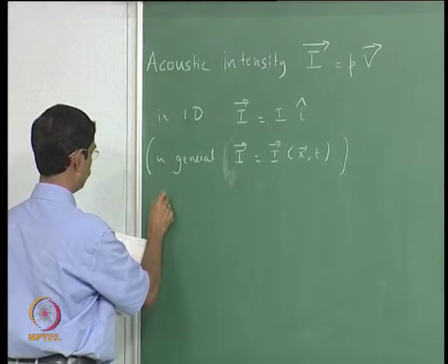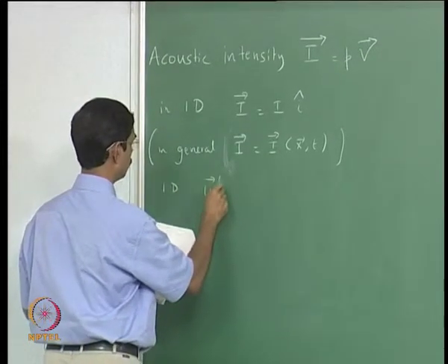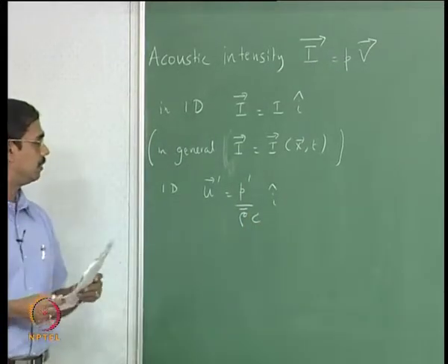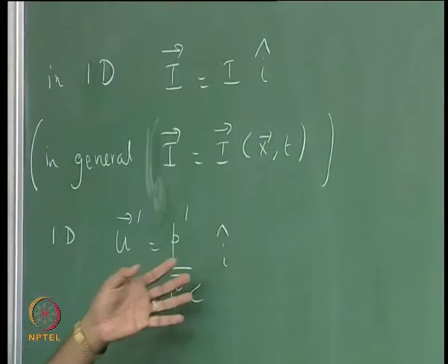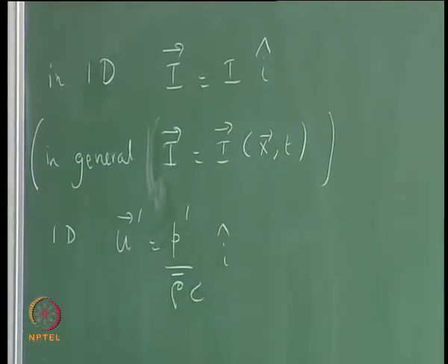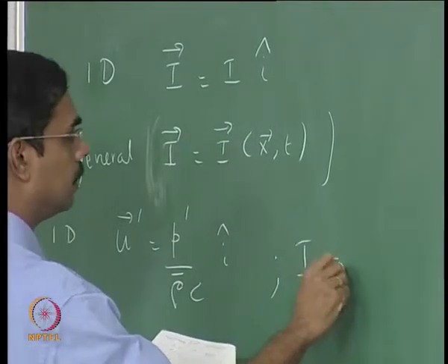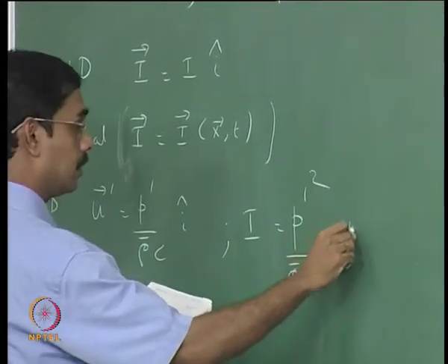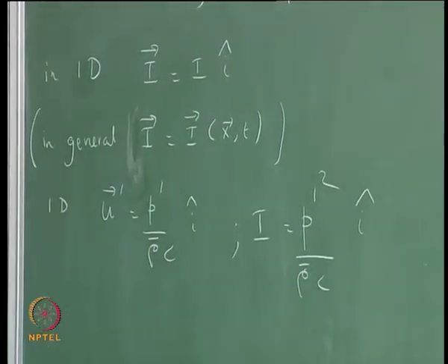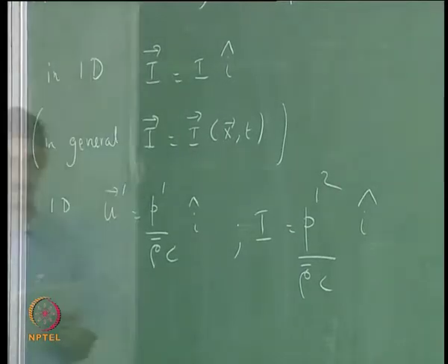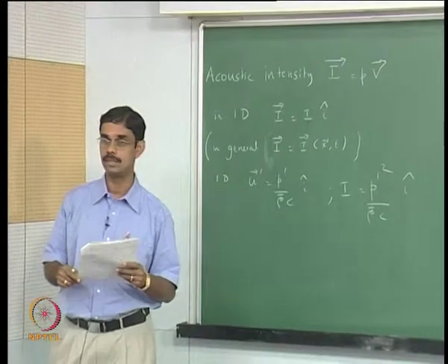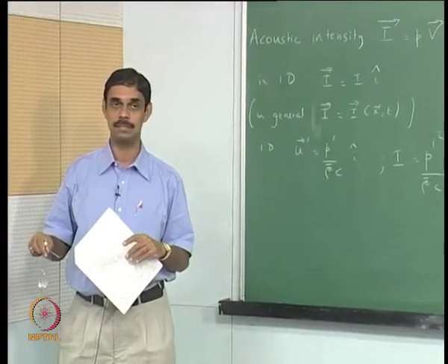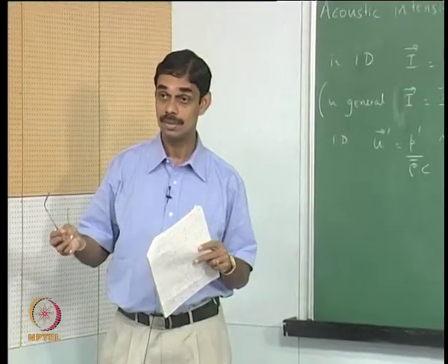So in 1D, if we had a 1D traveling wave, and if the traveling wave is, let's say, going to the right, we can say v' is p' over rho c times i, and so we could then say I equals p' squared over rho bar c times i. That means the acoustic intensity can be deduced from measurements of pressure. Now pressure is much cheaper to measure compared to velocity, because measurement of pressure involves what kind of device?